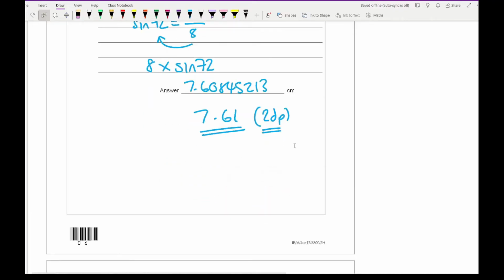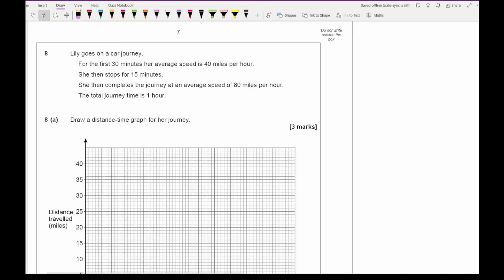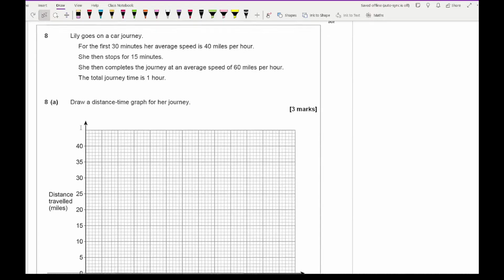Then moving on to question 8, it says Lizzie goes on a car journey. For the first 30 minutes, her average speed is 40 miles per hour. She then stops for 15 minutes, and then she completes the journey at an average speed of 60 miles per hour, and the total journey time is 1 hour. Now for 8a, it says draw a distance time graph for her journey.